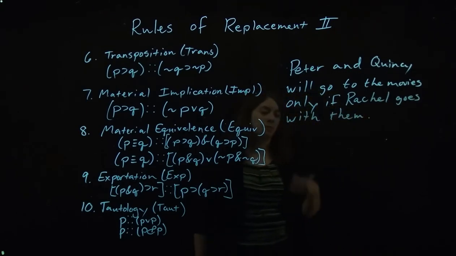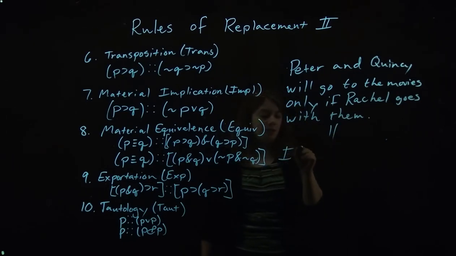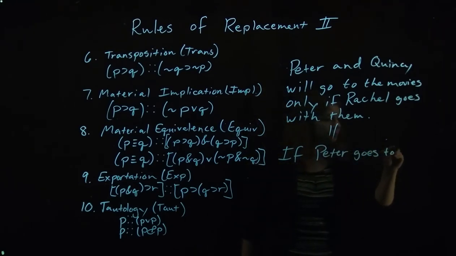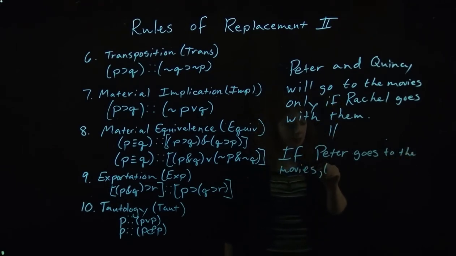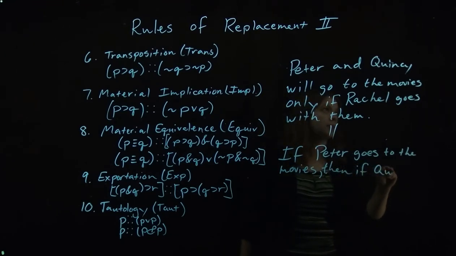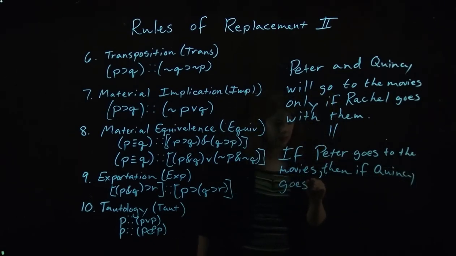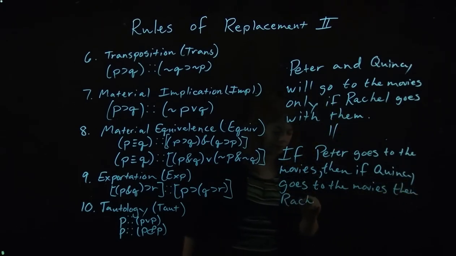Okay. In other words, another way of putting this, in a longer format, is if Peter goes to the movies, then if Quincy goes to the movies, then Rachel will go as well.